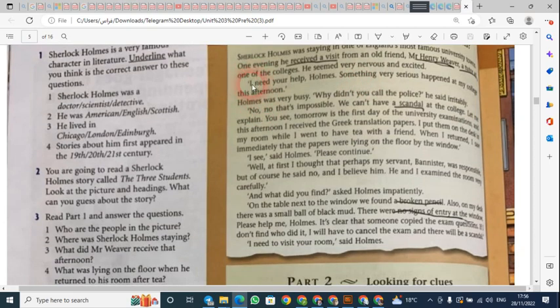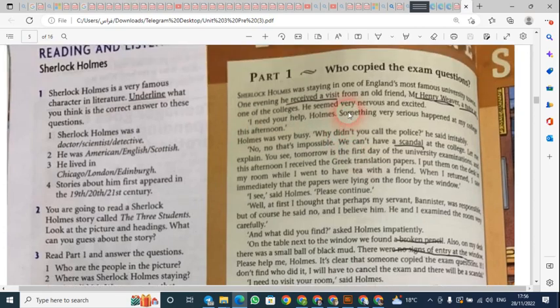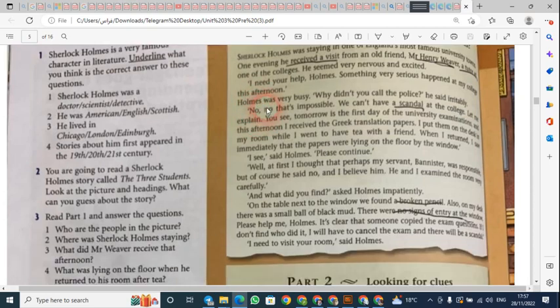Quotation mark علامات اقتباس إذا هذا كلام أحدهم. I need your help. هذا يقتبس كلام أحد الشخصيتين المذكورتين شارلوك هولمز أو هنري ويفر. I need your help Holmes. أحتاج مساعدتك يا هولمز. So who is talking الذي يتحدث؟ Henry Weaver. Something very serious happened at my college this afternoon. حدث خطير في كليتي بعد الظهر. Holmes was very busy. Why didn't you call the police? لماذا لم تتصل بالشرطة؟ قال له هولمز. He said irritably.